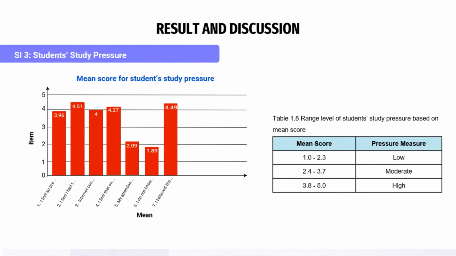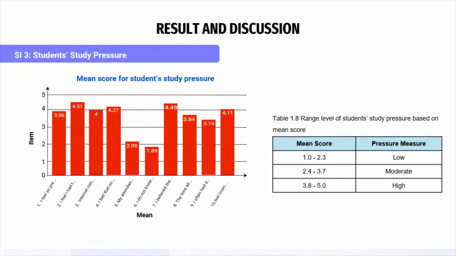Most of the students strongly agree for item number 8, with the mean score 3.84. This indicates the students have high pressure because the time allocated for classes and academic work is not enough. The students also had difficulties engaging in class activities, with the mean score 3.74 for item number 9. It indicates that students have high study pressure. Last but not least, for item number 10, the mean score is 4.11, which indicates the students have high pressure in feeling insecure because of too much competition in getting grades and a good job. Overall, the students' study pressure towards online learning is high, since most of the items' mean scores show high pressure.